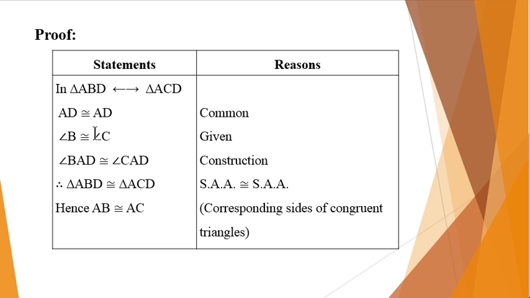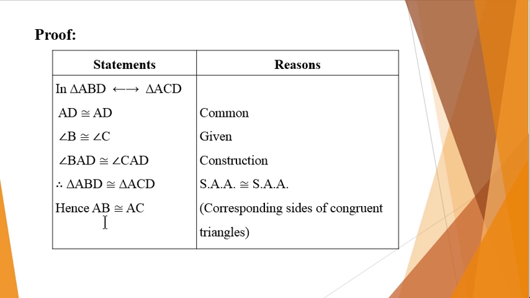So out of 6, 3 things are equal. What 3 things? 2 are angles and 1 is a side. They are congruent, so we are saying that the triangles are congruent. Which postulate are we using? Two angles and one side. The side is common, one angle is given, and one angle we have bisected. So in the statement we write side, angle, angle. This postulate we are using.